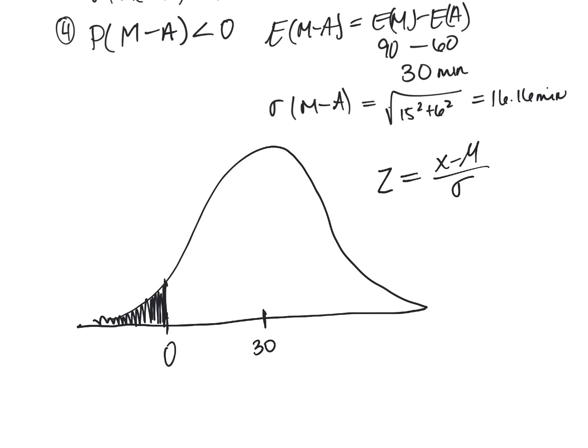So that would be, the z-score is 0 minus 30 divided by 16.16. So that's negative 30 divided by 16.16, and that's negative 1.856. Anybody remember how we get the probability from the z-score? It's a calculator command.